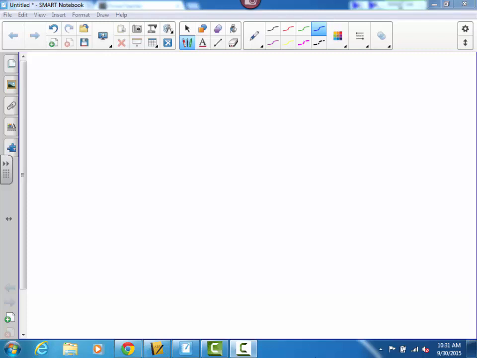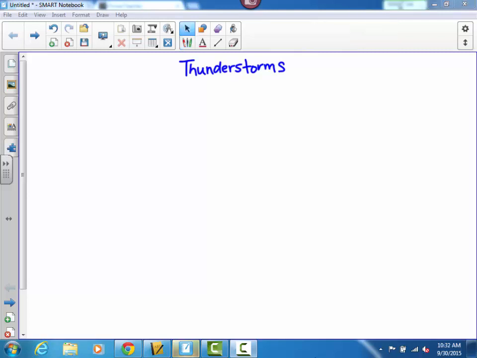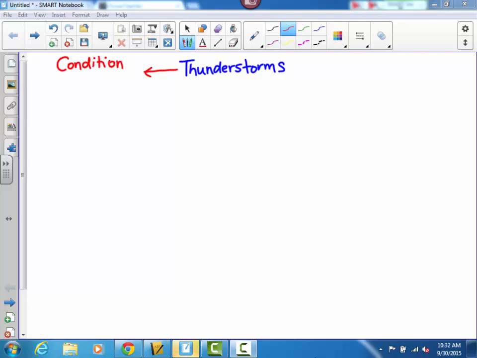Thunderstorms. And if you're going to make a concept map or a brain web, generally those titles go in the center. I'm going to put mine at top center. So thunderstorms, top center. We're going to separate the stuff that we're talking about today into two categories. The first category will be the conditions that are necessary.